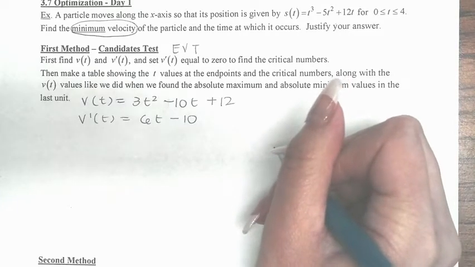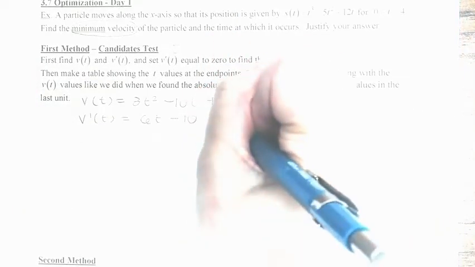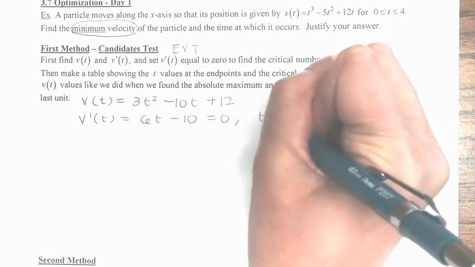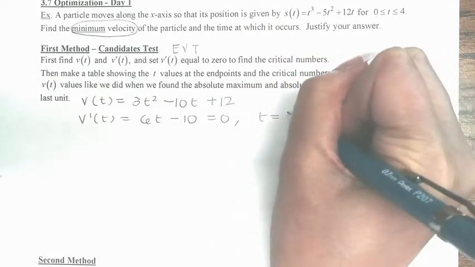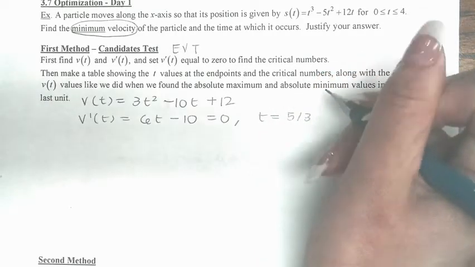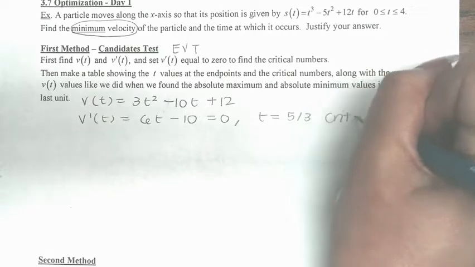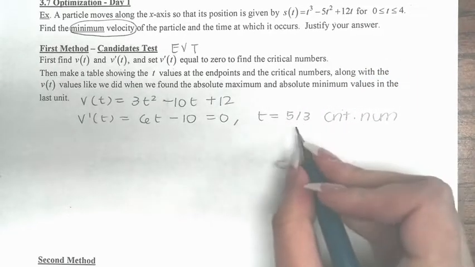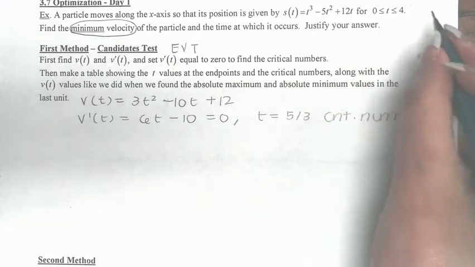What we want to do here is set it equal to 0 because we want the critical numbers. When you solve that, t is equal to 10 over 6, which we can simplify as 5 over 3. So this is a critical number. Therefore, we have only one critical number, which is inside the interval 0, 4.